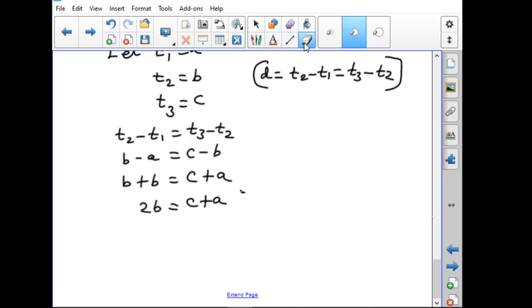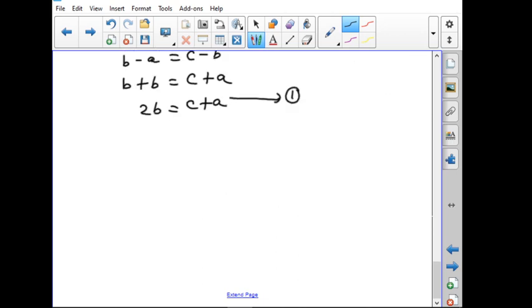You have to keep this as equation number 1. If the given A, B, C are in AP, from the given, 2B equal to C plus A. This we have to keep as equation 1.